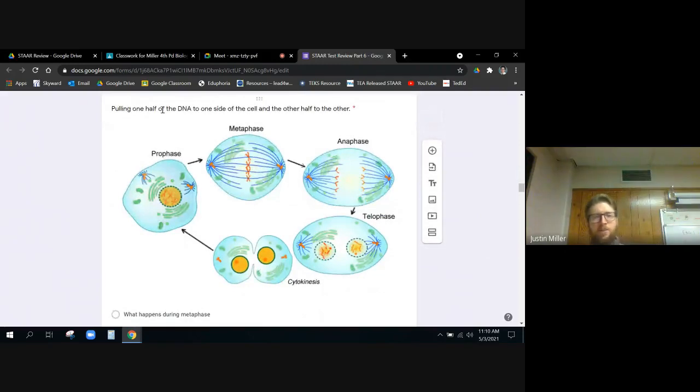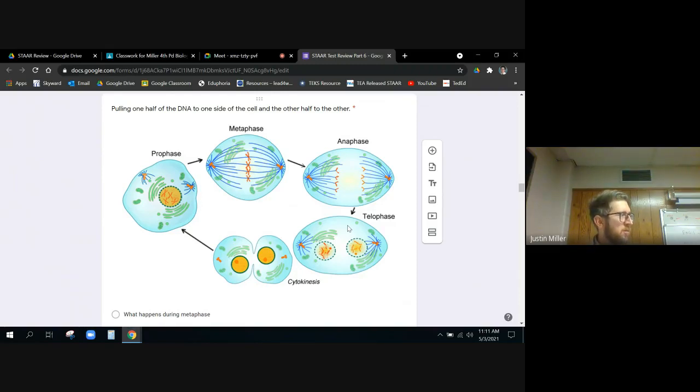Okay, pulling one half of the DNA to one side of the cell and the other half to the other. So what am I looking at here in this picture? These are different stages of something. There is DNA in the pictures. Yes, that's what the chromosomes are. Yes, these are cells. And what's happening to these cells? We got prophase, metaphase, anaphase, telophase. This is PMAT, which are the 4 stages of what's that process where cells make a copy of themselves?